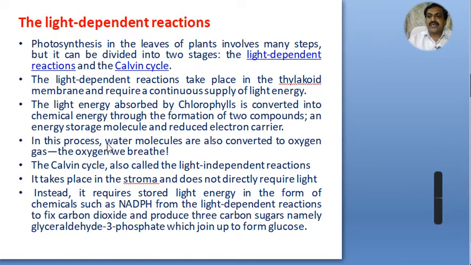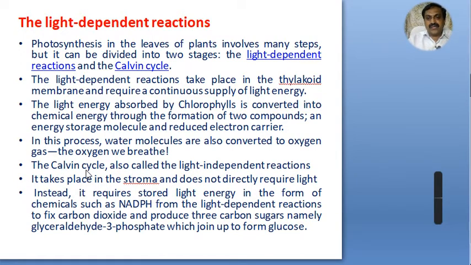What is photolysis? Splitting up of a water molecule into hydrogen and hydroxyl ions, H plus and OH minus ions. The OH minus ions thus formed recombine to form water and oxygen, and that oxygen is produced as a byproduct of photosynthesis, which comes from the water and not from carbon dioxide, though the carbon dioxide contains oxygen.